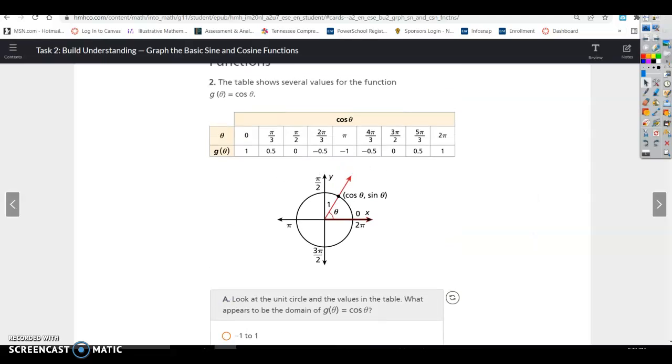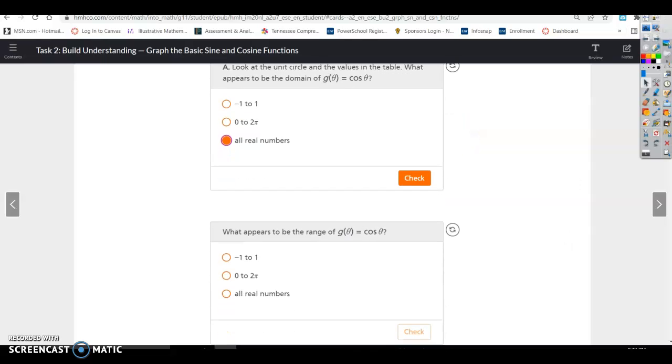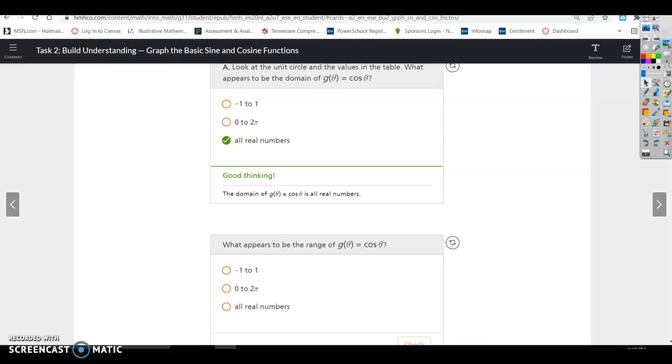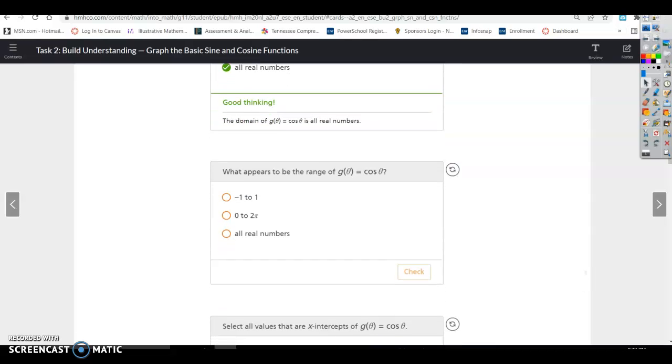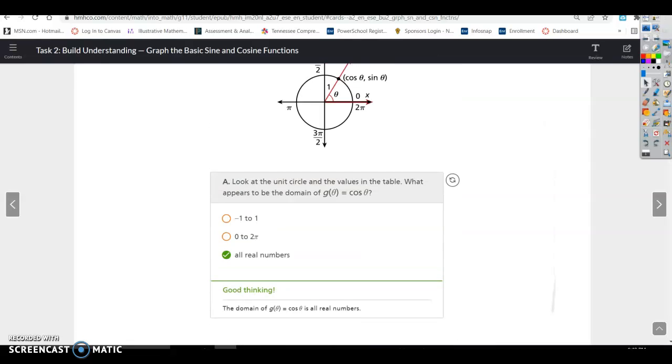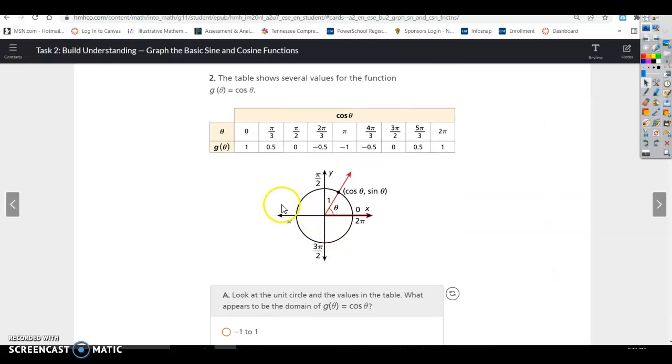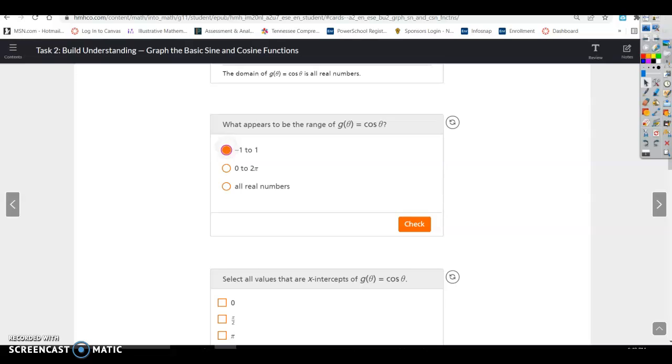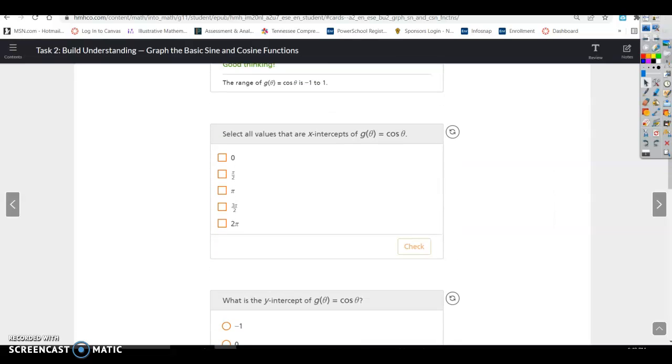So again, the domain's going to be all real numbers because we can continue to go multiple rounds and we can go in both directions, basically left and right, forever. So that's going to be all real numbers. And it says what appears to be the range. So again, the range is bouncing back and forth between -1 and 1. So -1 to 1 would be the range.